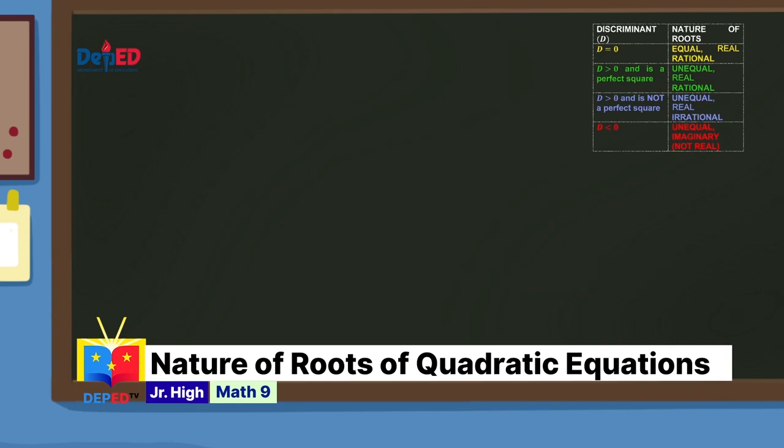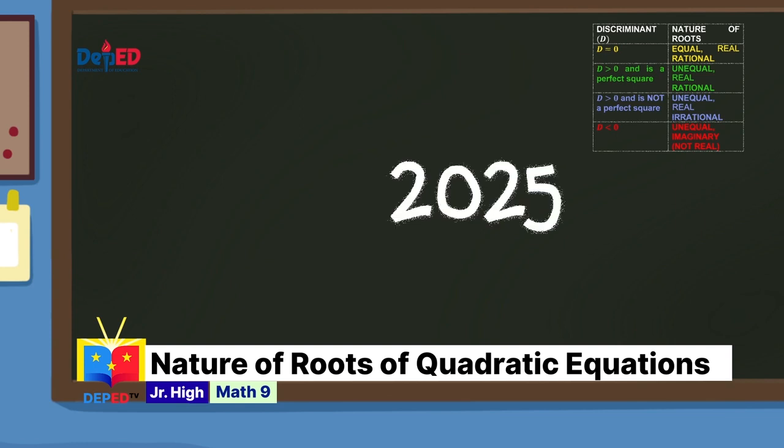Discriminant number 3. 2025. What is the nature of the roots? Timer starts now. Stop, look, and listen. 2025 is perfect square. Its principal root is 45. Thus, the roots are unequal, real, and rational.